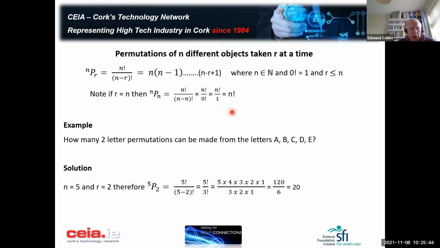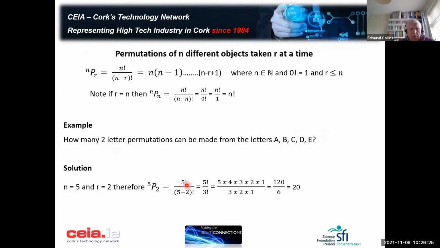So how can this be used? Well, in this example here, we're looking at 2-letter permutations. How many of these can be made from the letters A, B, C, D, and E? So n is the total number of elements in the set. So we're talking about 5 here, but we want to select 2 out of the 5. So n equals 5 and r equals 2, as we see here.